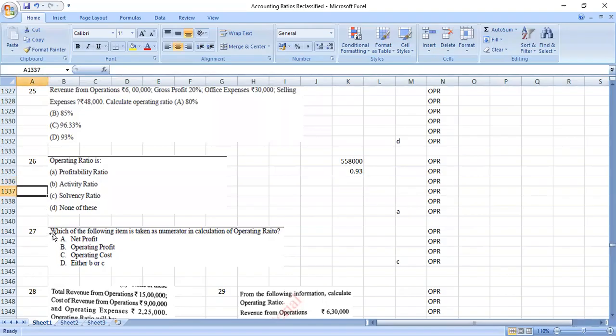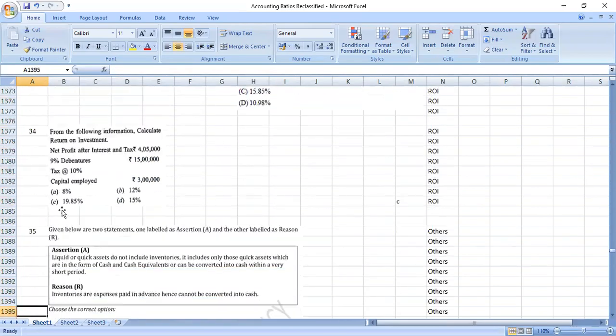Which of the following items is taken as the numerator in calculating the operating ratio? To calculate the operating ratio, operating cost will be taken as the numerator.